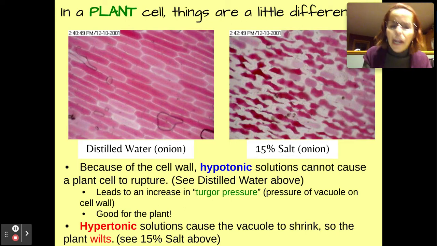So I wrote down here: hypertonic solutions cause the vacuole, the thing that stores the water, to shrink, so the plant cells wilt. Really bad for plant cells.